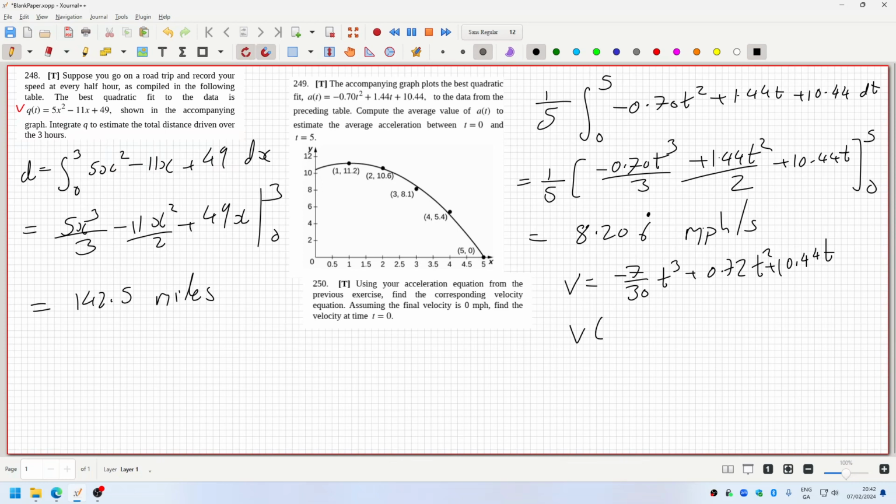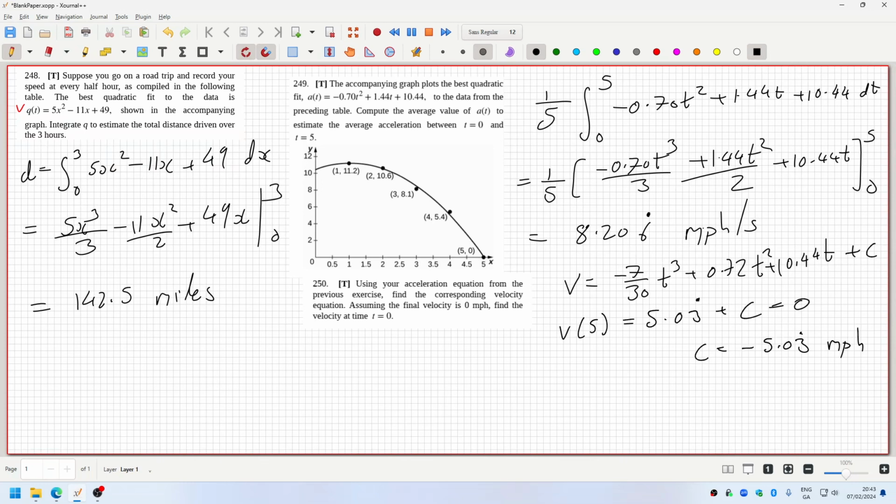So here we need V5, which will be this plus C: 5 cubed plus 0.72 times 5 squared plus 10.44 times 5. So that is 5.03 recurring plus C, and that should equal 0. So that means the C is minus 5.03 miles per hour. Doesn't seem right at all, does it?